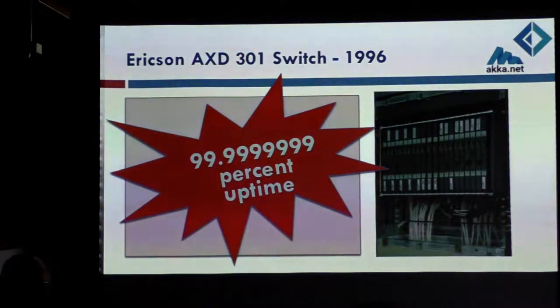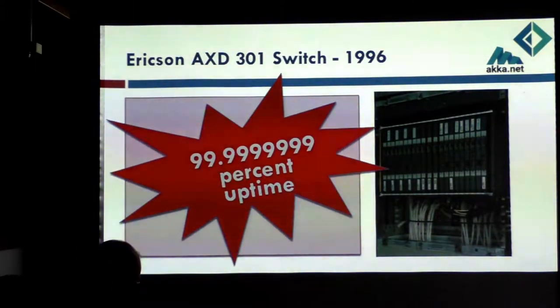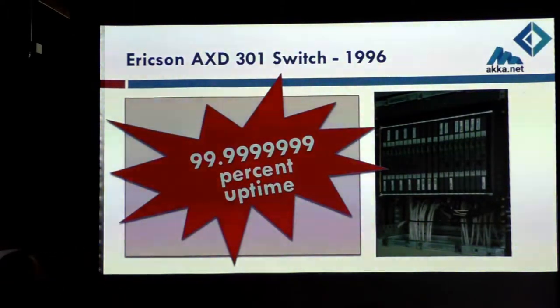That's the reason why the actor got very famous: Ericsson in the 80s used Erlang. Is anybody familiar with the Erlang language? All right. So they really embraced the actor model to write software for telephony devices, and they reached the nine nines, which is a crazy number because it's 30 milliseconds of downtime per year.